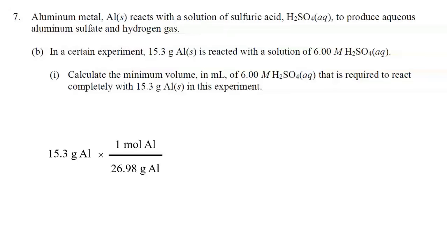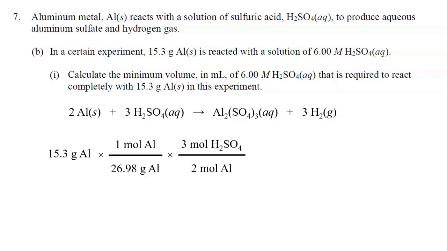Now we have to go from moles of aluminum to moles of sulfuric acid. So if you recall the balanced equation that we wrote in part A, which looks like this, there's 3 moles of sulfuric acid for every 2 moles of aluminum. So we can do that conversion factor, putting moles of sulfuric acid on the top and moles of aluminum on the bottom. Now, you might think that the next step is to go from moles to grams. We've seen that pattern before.